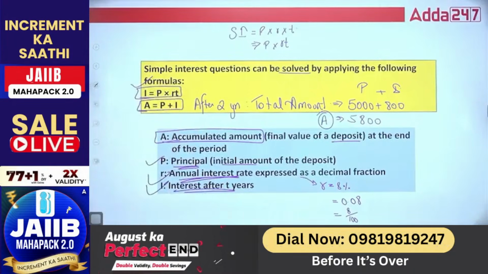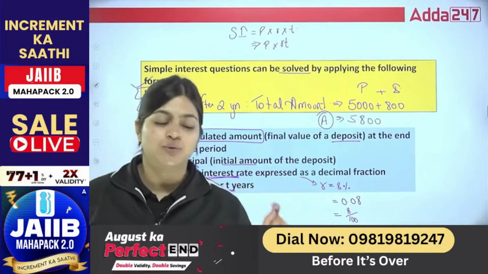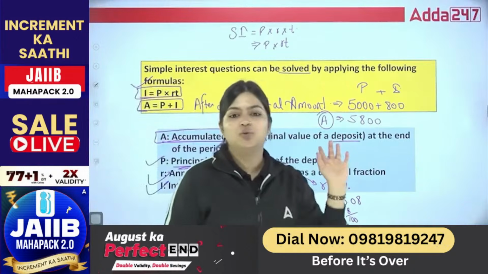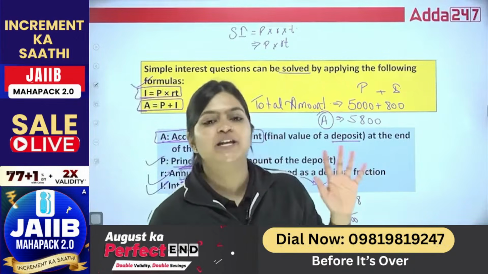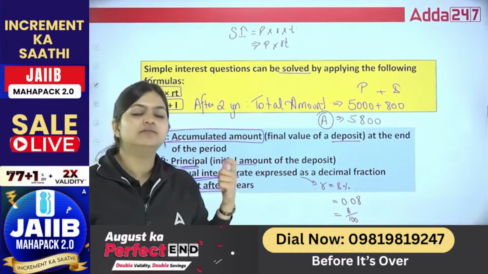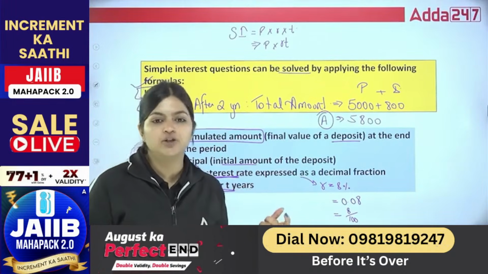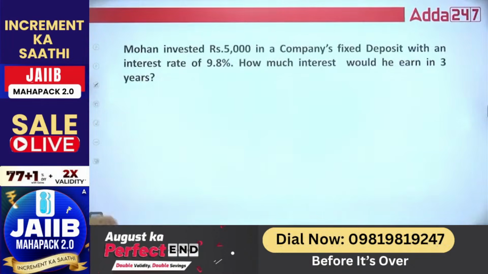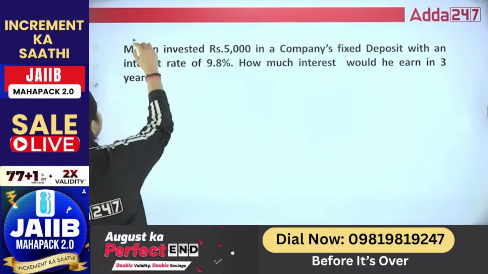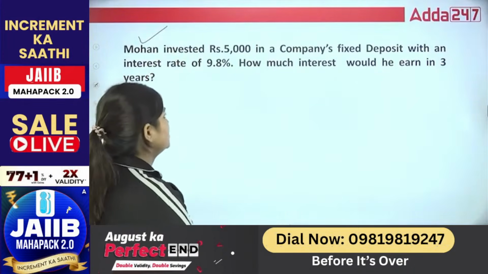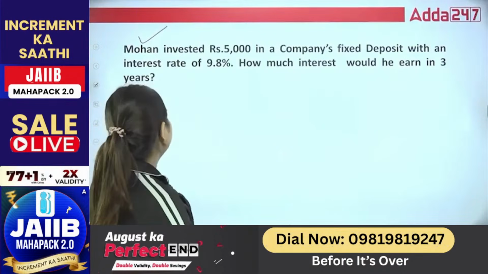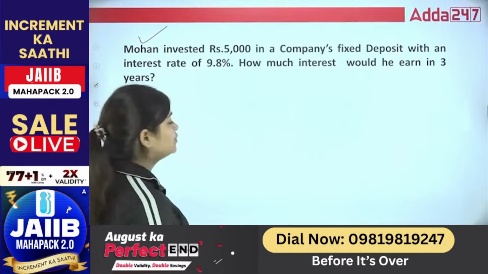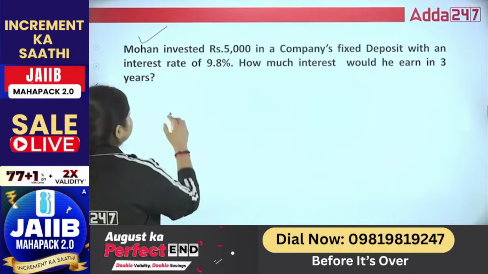So this is about the formula related to simple interest. Remember this formula: A equals P plus I, and I equals P into R into T. This is very important when you are upgrading this concept, when you are seeing difficult concepts, that is when we use these formulas. Okay, let's solve one more question based on this. Mohan invested 5,000 in a company's fixed deposit with an interest rate of 9.8%. How much interest would he earn in 3 years? Now again we need to calculate.